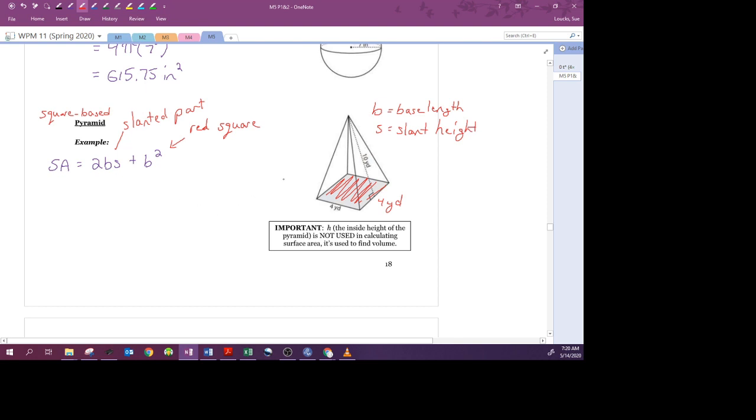And that is not the inside height of the pyramid. It is how long is the height of the triangle that's on the side of the pyramid, actually. The inside height of the pyramid we use for volume, which, I'm assuming, we will get to. All right, so let's plug some numbers in here. So this is 2 times 4 times 10 plus 4 squared. So my calculator gives me 96 yards squared. All right, go ahead and do the practice questions, and I will see you on page 24.